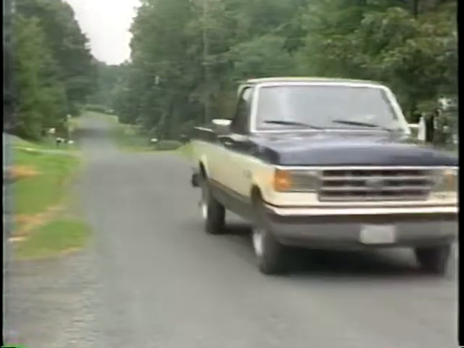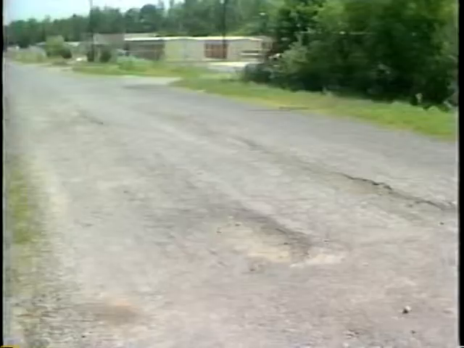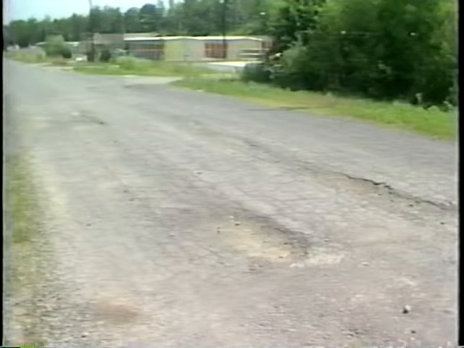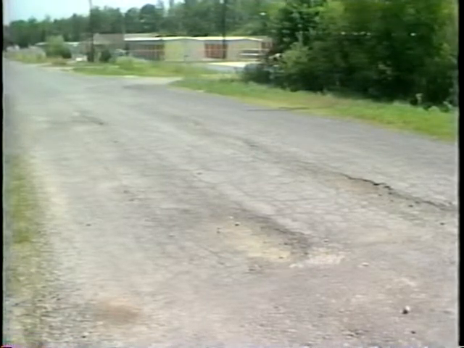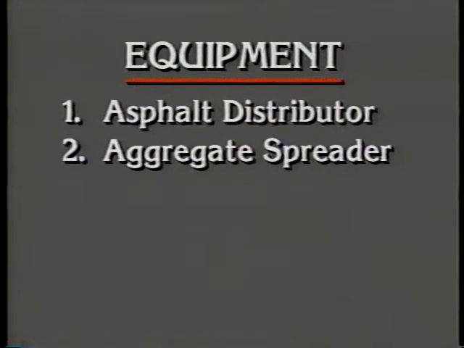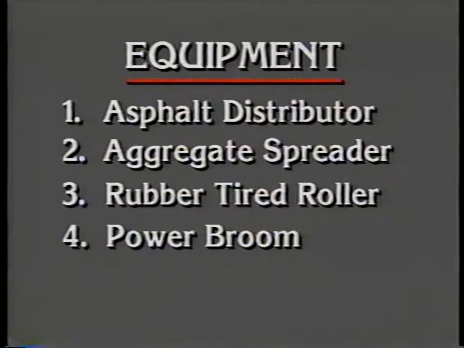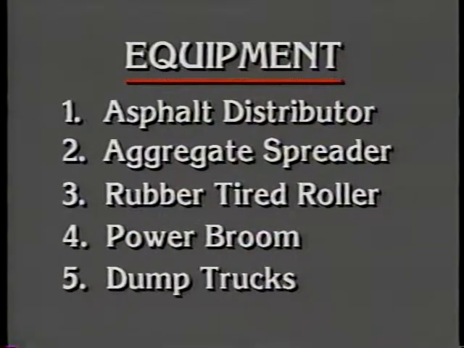Seals are an effective maintenance activity when used to repair the proper conditions, but are subject to rapid failure if used to repair the wrong conditions. Asphalt chip seals are not designed to bridge weak spots or to mask underlying pavement deficiencies. The following pieces of equipment are needed for application of asphalt chip seals. 1. Asphalt distributor. 2. Aggregate spreader. 3. One or more rollers, preferably a rubber-tired roller. 4. Power broom. 5. Dump trucks.